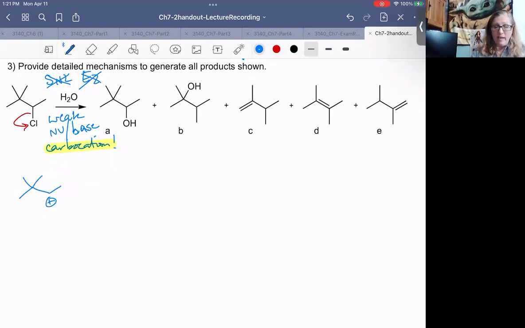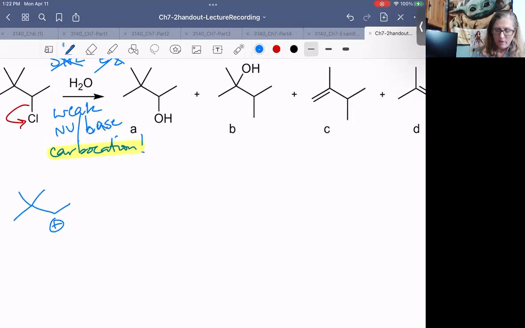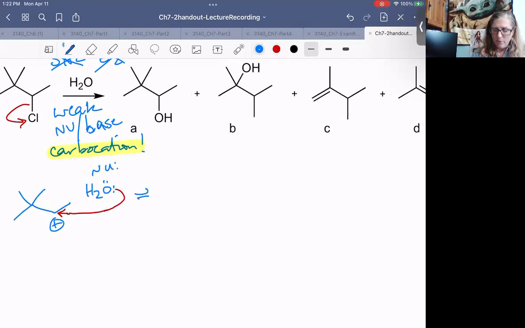And how can that lead to product A? That is a substitution reaction. So that means water is going to act as a nucleophile, a weak nucleophile, right? But it's strong enough to attack a really reactive carbocation, which is a very strong electrophile. And so that reaction definitely can happen. So water comes in and attacks.